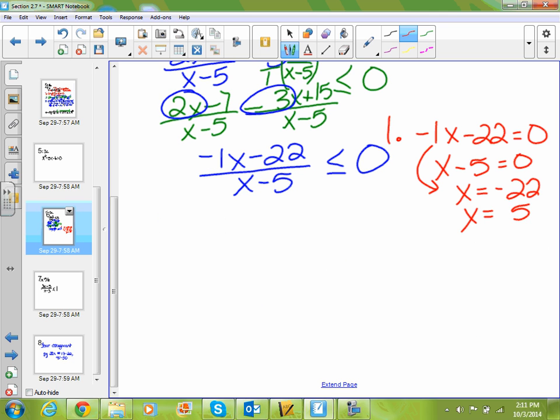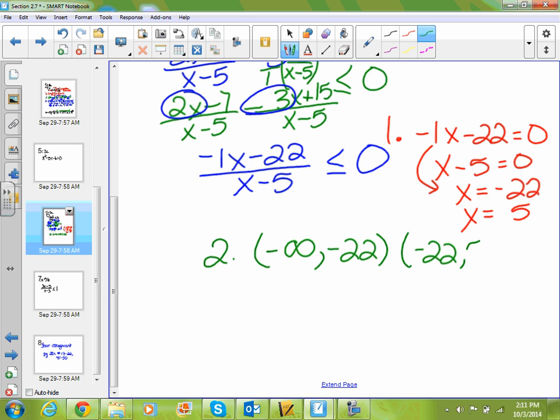Okay, so this was part number 1. Second part is grouping them. So I'm going to group them by grouping them negative infinity to negative 22, just like we did with the first ones. Negative 22 and 5, because they're in order. And then 5 to infinity. And the third part was just testing them.